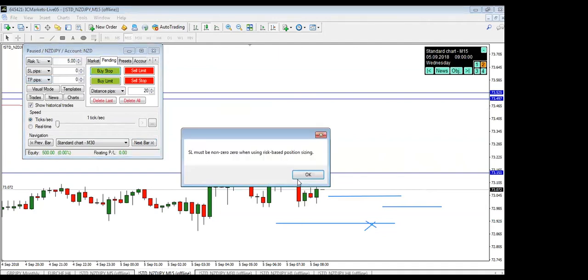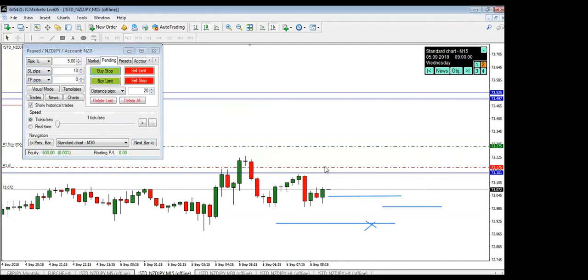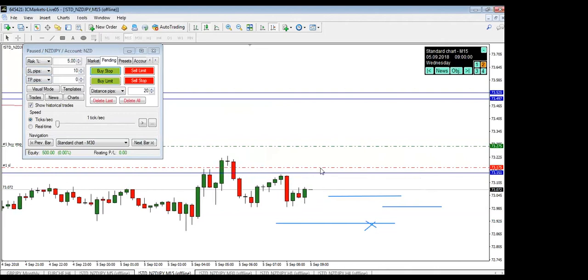Oh, we can't do it, so we have to wait. No, you can. Move your stop loss to, let's just say, 10 pips for now. Set your stop loss to 10 pips. Now do a buy stop. Correct, this is my stop. Put your stop loss below the double bottom.